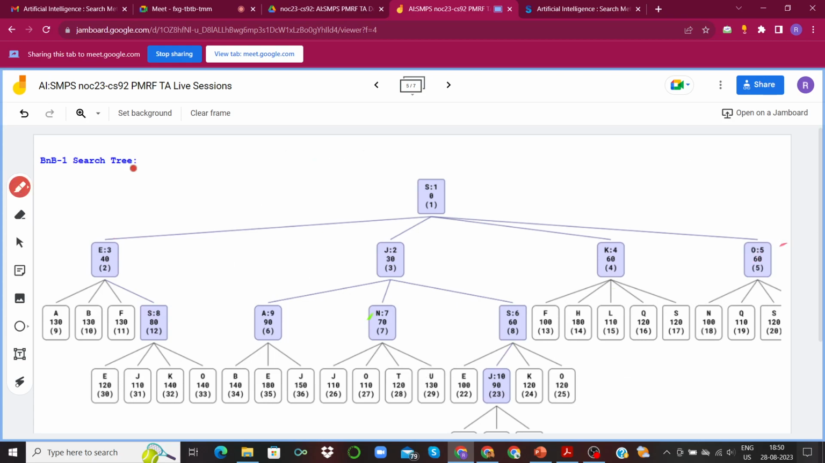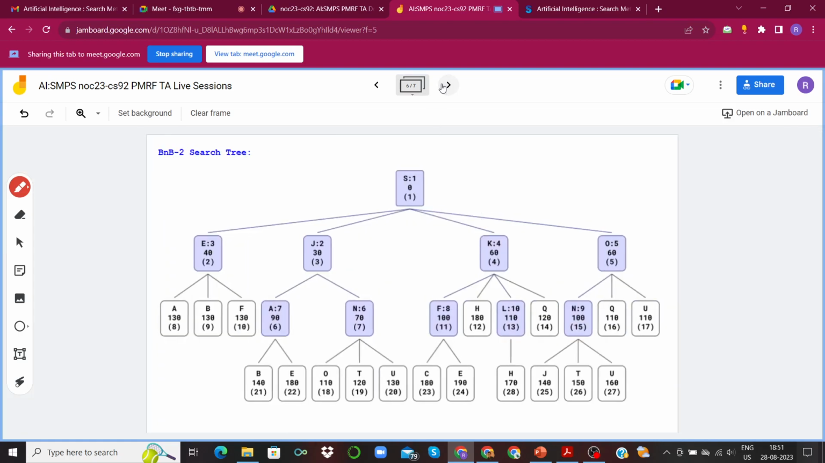Yeah, so what I was saying is this part of the tree will still remain the same. We will start from S. There are 4 possible directions we could go to: E, J, K, and O. That will still remain the same in the next search tree for BNB2. But when we are writing the children of this particular J node, remember that in the BNB1 method, we also wrote this S node. This won't be there in the BNB2 search tree. So the children of J will only be A and N. And similarly, the same applies for all the other nodes as well. So here also we won't have S, and so on and so forth. Here we won't have E.